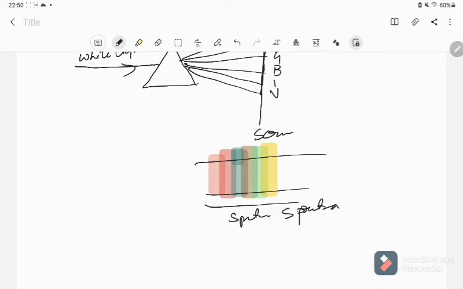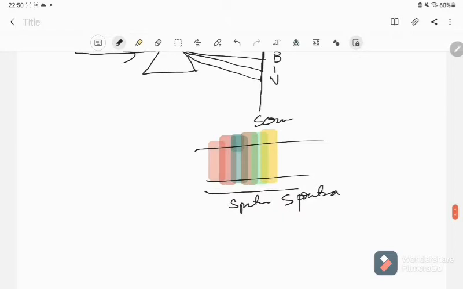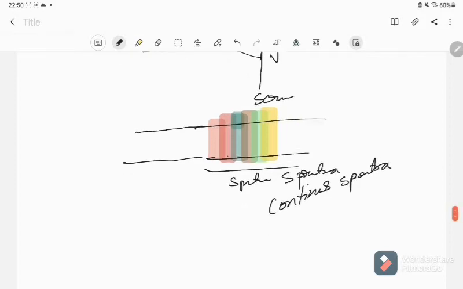But in some cases there are some spectral lines that we cannot see with our naked eyes. Here these colors are continuous, one after another. So this is called continuous spectrum. They are continuous.